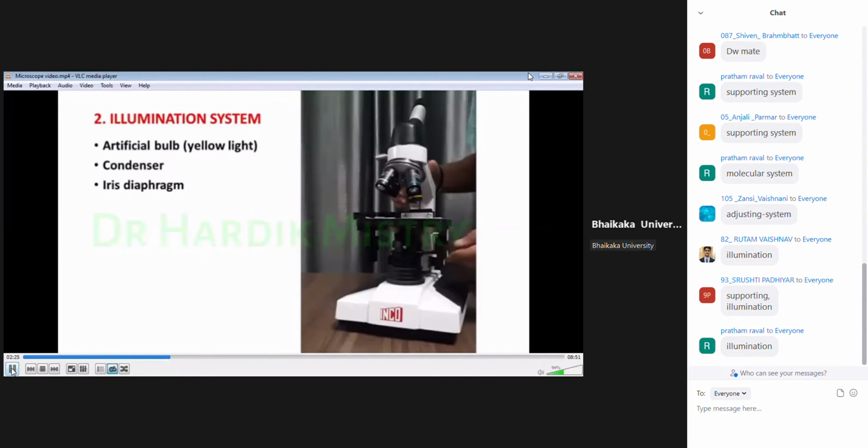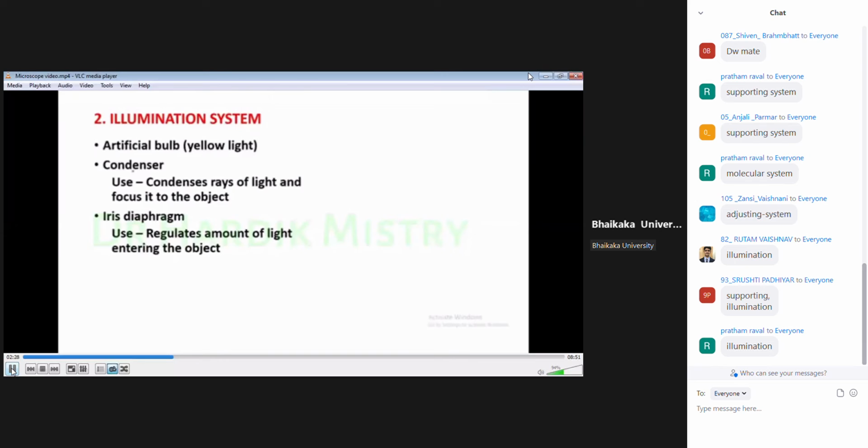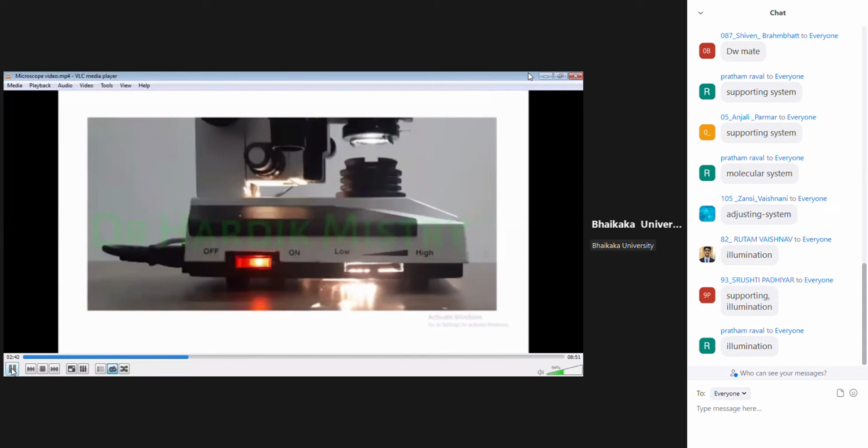Alright. What is the use of the condenser? It condenses rays of light and focuses them on the object. And what is the use of the iris diaphragm? It regulates the amount of light entering the object.